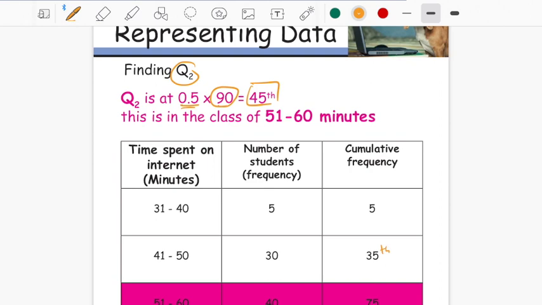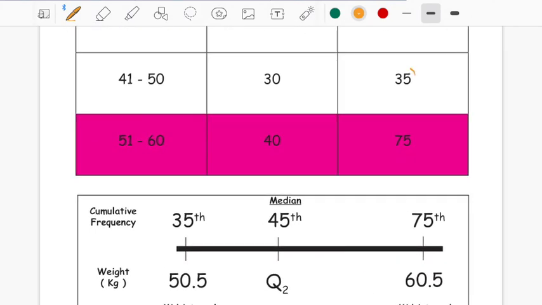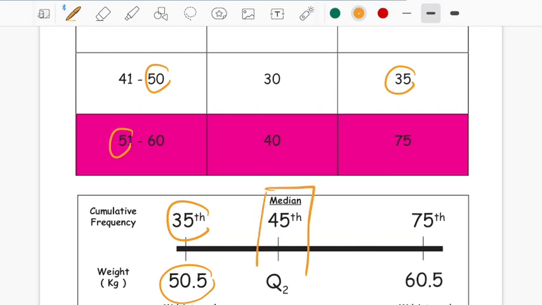See, this is the 35th position. So 45th is in here, in this class. So again, you write out the numbers. So write this out. This 35th, you write here. And the gap between these two is 50.5, the mid intervals. Then you write the 45th or the median position and Q2 for the value. Okay. Now finally you write 75th position here. And the mid interval here is 60.5.